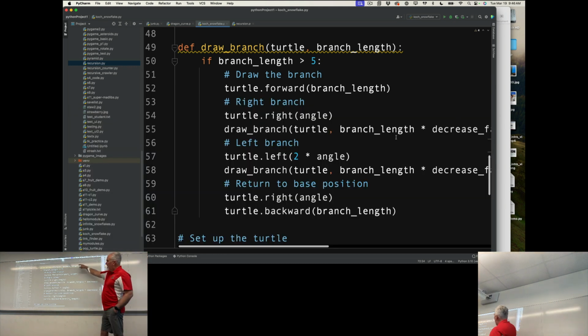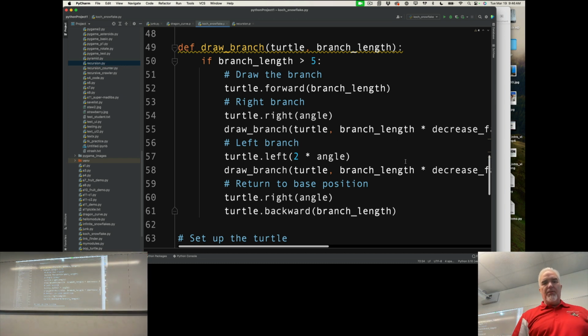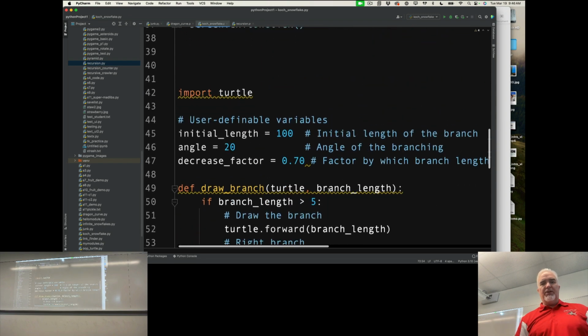But you can see it just keeps calling draw branch. And once it finishes, if the branch length gets to less than 5 or equal to 5, then it comes back out. So each time it recurses, it goes in here, in here, in here, and then it comes back out, and then it does the left branch. And then it calls itself again. Okay, so it always draws the right, then the left, then the right, then the left, always getting down to the smallest possible level as quickly as possible.